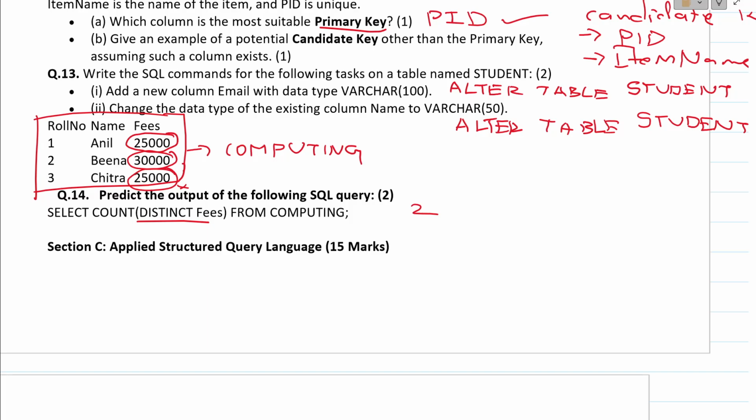Okay, so in section C, there is a part where we are having some of the table based questions which is usually asked by the examiner. So I'm thinking of taking this to part 2 of the video, where we will be just focusing on applied structured questions of this particular question paper.